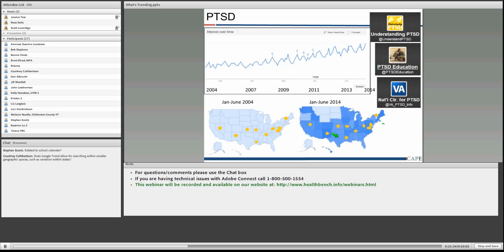So if you're particularly interested in this topic, there's a lot of data here you could explore at a much deeper level. And again, if you're in a CAPE community from one of these areas and you have a comment about this, feel free to put that in the chat box.